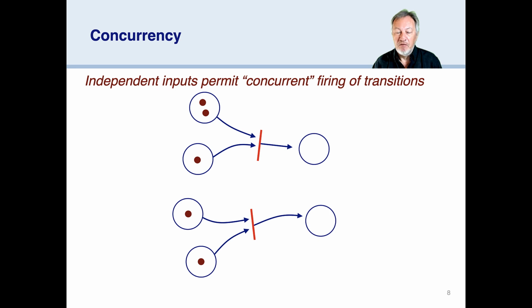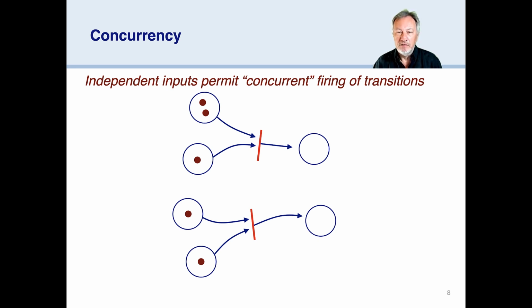Here's an example of pure independent concurrency. We have two transitions which can fire and fire independently. The one on the top is enabled because it requires one input from each of its places, and there's at least one token in each of those places, so it's enabled. And the one below is also enabled, and there's no competition between them, so they can actually fire concurrently.